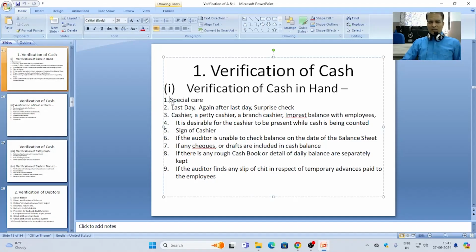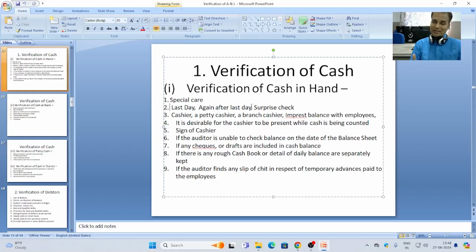In case of verification of cash in hand, the auditor should take special care because this is the most liquid asset of a business and it can be easily manipulated. So there should be special care by the auditor in verifying the cash in hand. The auditor is required to check the cash on the last date of the balance sheet and also again after the last day of the balance sheet. So if any manipulation is made, it can be reflected easily under the process of verification by the auditor.